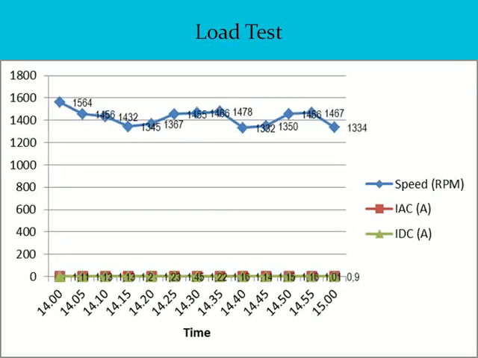This is the result of the current measurement. It is easy in DC because the current is almost equal, so the series here is the same. This is about 1 A.